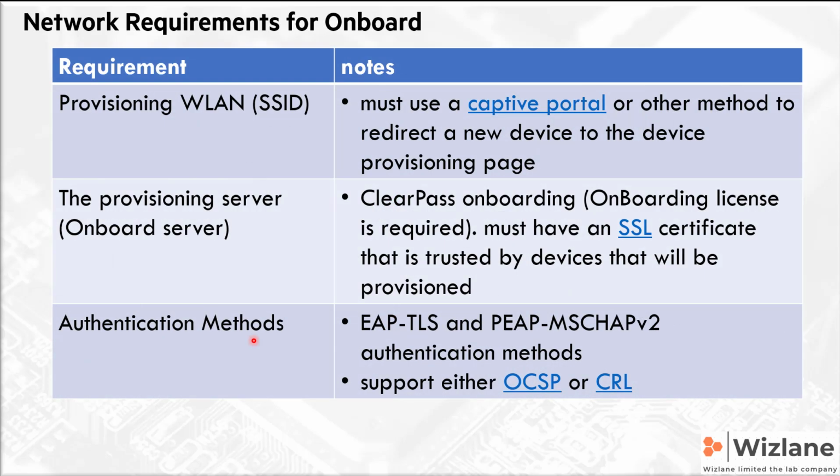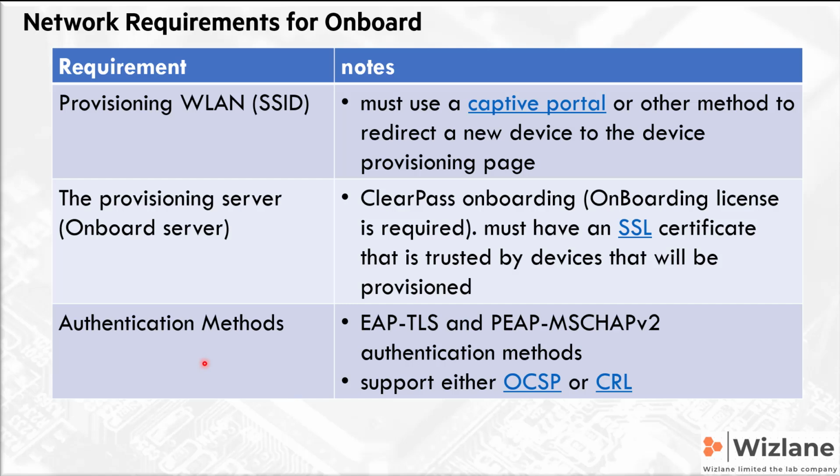But what are the requirements for onboarding? Broadly speaking, we need to provision an SSID with a captive portal. So when the user connects to that SSID, they will be redirected to a captive portal. And that can be the same captive portal for both guests and onboard with multiple links. Again, it depends on your design. Also, we need to have an onboarding server. So ClearPass is the onboarding server that requires a license. And the certificate then will be pushed to the device. In this case, it's going to be the SSL certificate.